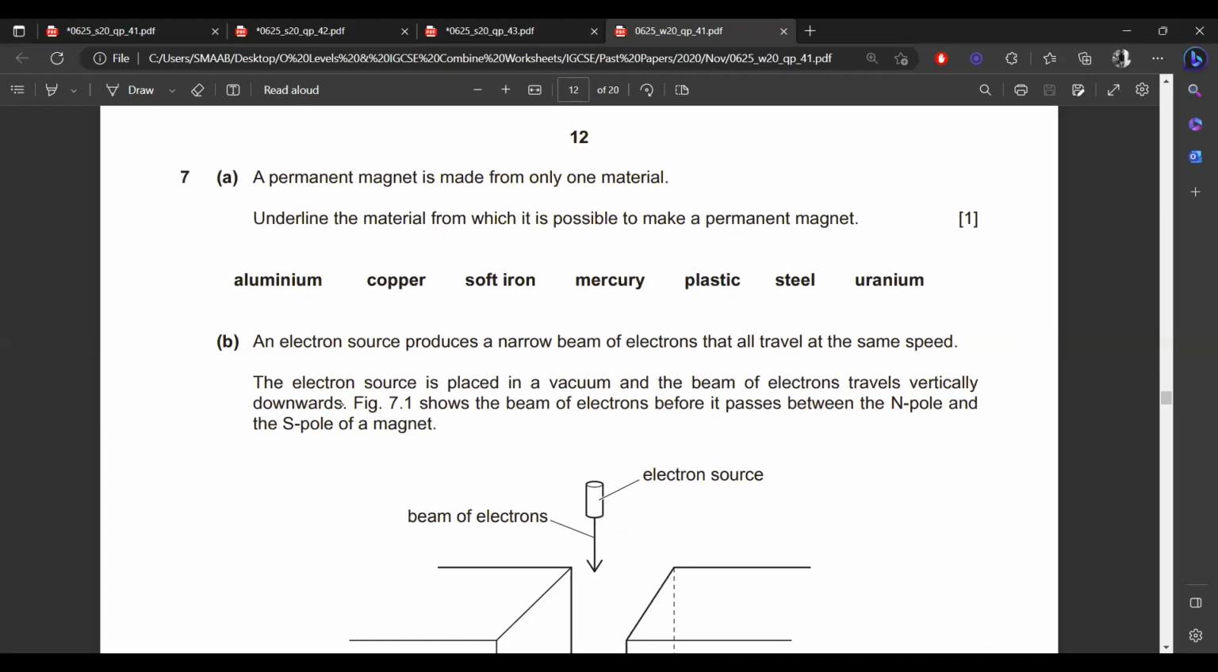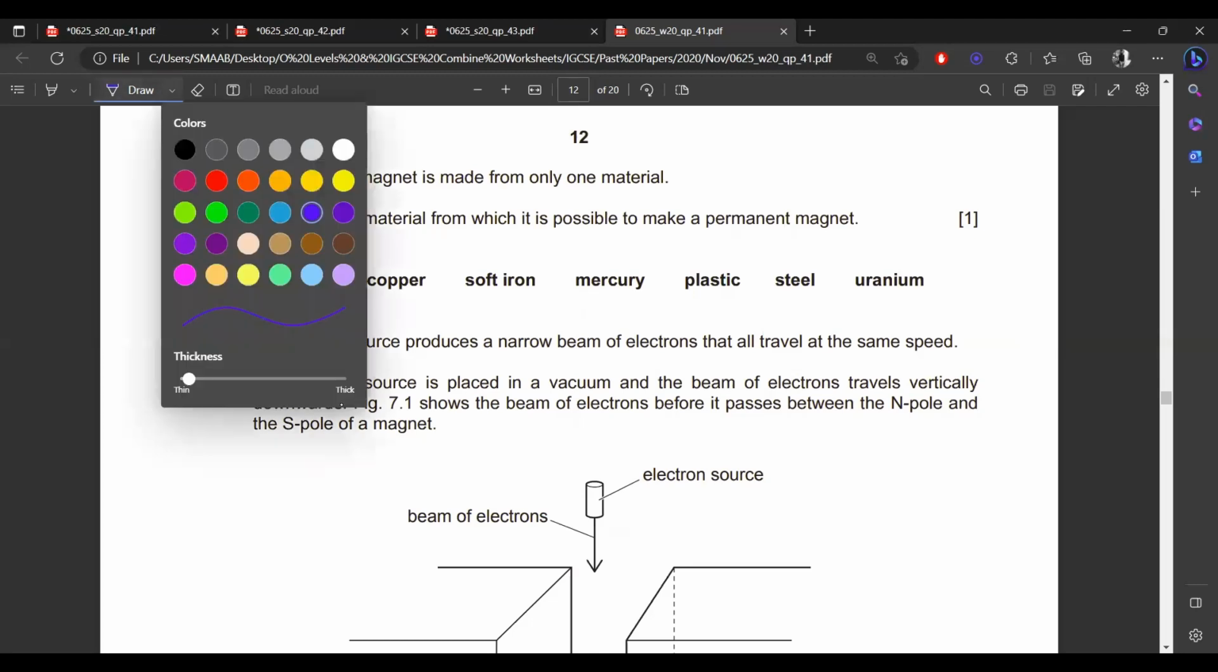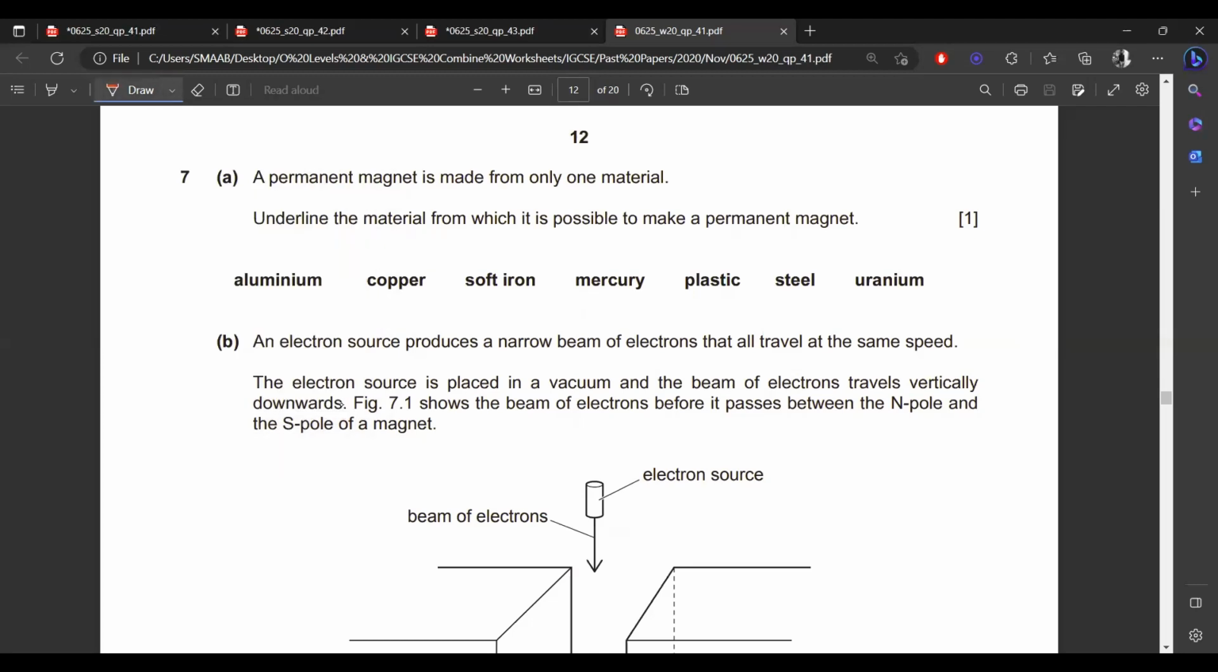Steel. Steel, confirm? Okay, so here it is, steel. Steel is over here. Okay, so steel is used to make a permanent magnet because we already discussed the difference between iron and steel. So we know the concept that steel will act like a most powerful permanent magnet. And they are asking to underline, so let's underline it, not circle it.